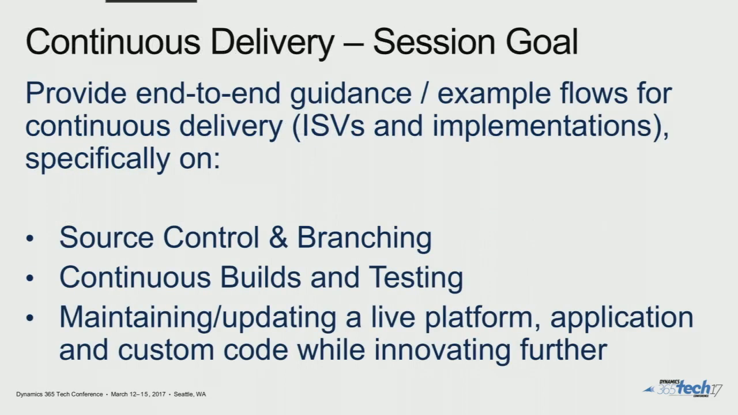So really the goal here today for me is to just provide some end-to-end guidance and examples, both from an ISV and an implementation perspective. I think those are very distinct sets of delivery mechanisms, right? So we'll talk about source control. We'll touch on branching. That in the past we've always said we support it. We've not really gone into much detail about what we would propose you would do. So I'll give you some examples of things that quite a few customers are using and how that works.